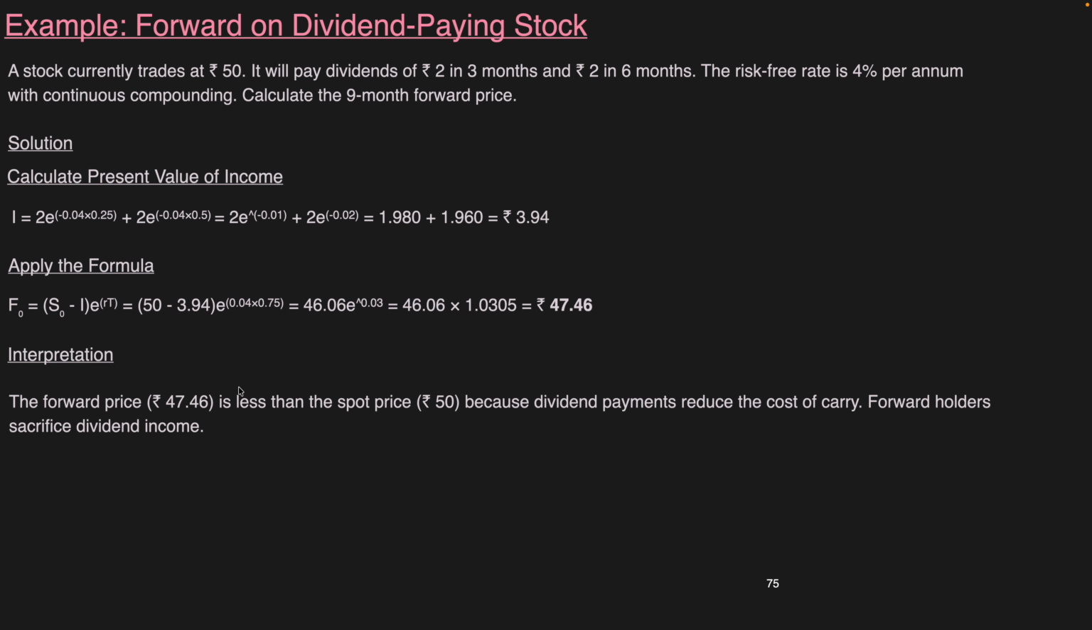Here we can see that the forward price 47.46 is less than the spot price 50. Why? Because the dividend payments reduce the cost of carry of this stock, which is presently trading at rupees 50, by rupees 3.94. So you will get the future value as 47 rupees 46 paisa.